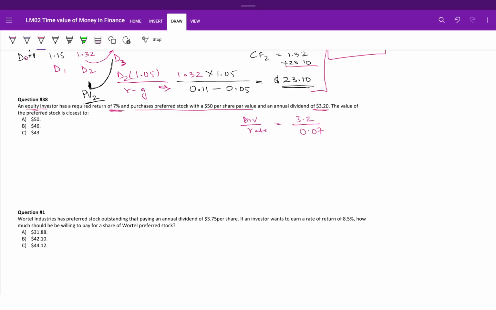And the answer to this is 45.71, and 46 is roughly the answer. So the value of a preferred stock is based on the assumption that the annual dividend will be paid in perpetuity, and this is equal to 45.71. Just remember this when we talk about preferred stock: if there is no growth rate given, this is the formula, dividend divided by rate.